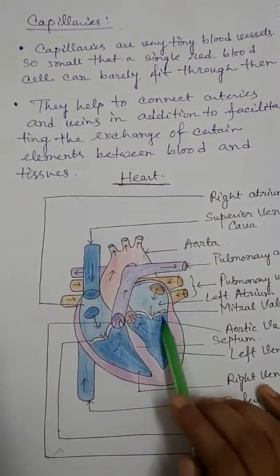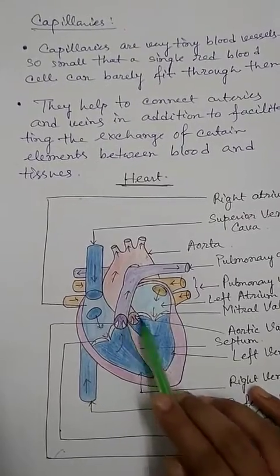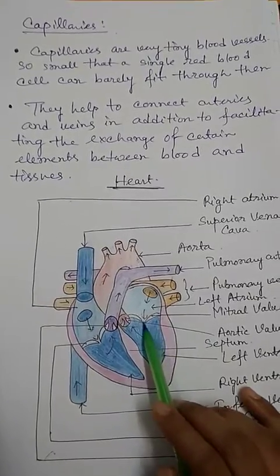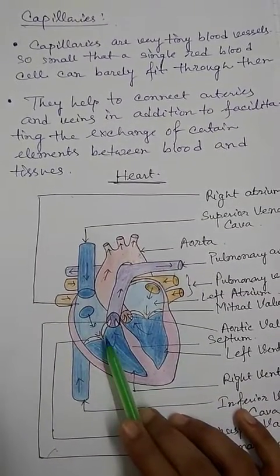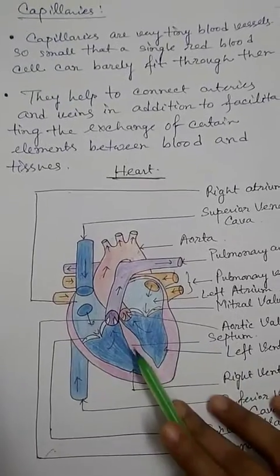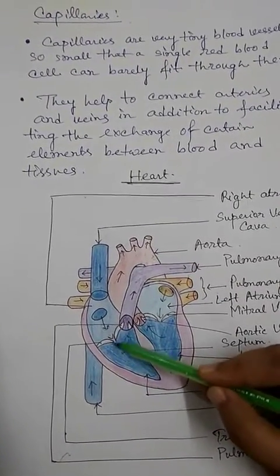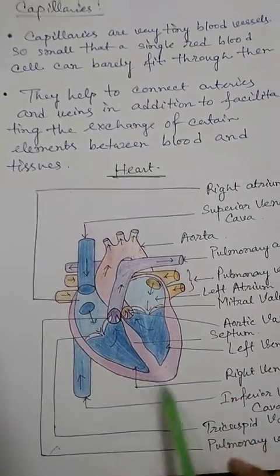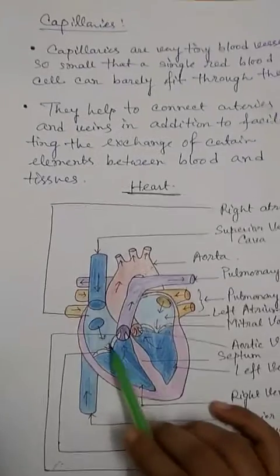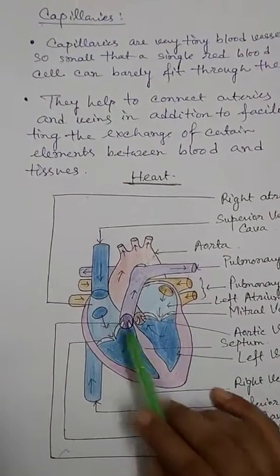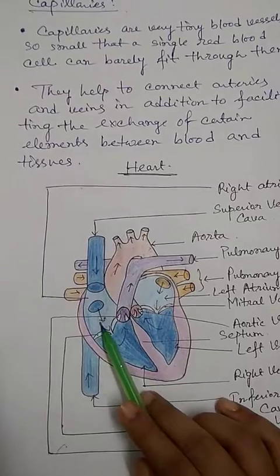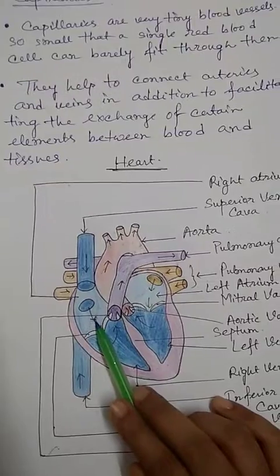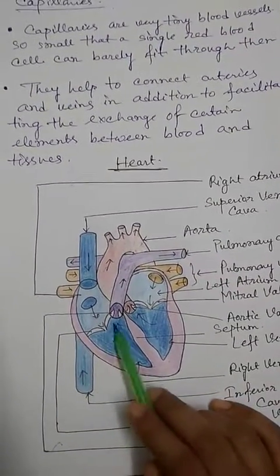Now here you can see leaf-like structures on the mouth of the veins and the arteries, or the openings. Why? Because they are directing the blood in one way. As you can see, these are the valves. Here this valve is known as the tricuspid valve. This is present at the junction of the right atrium and right ventricle. When the blood goes into the right ventricle, the blood cannot go back into the right atrium because of this tricuspid valve.